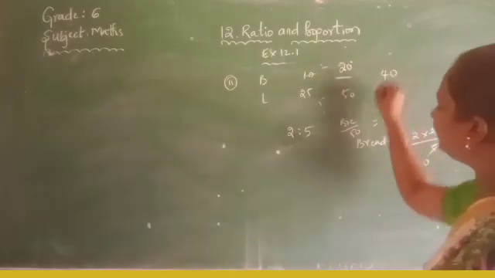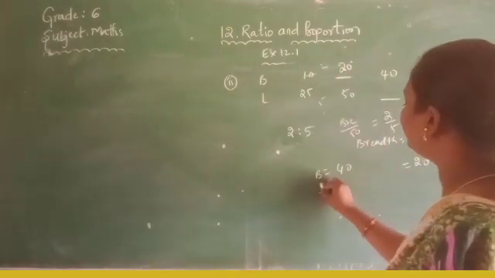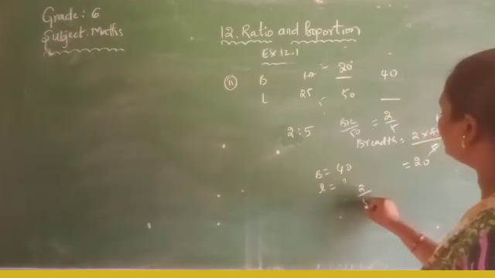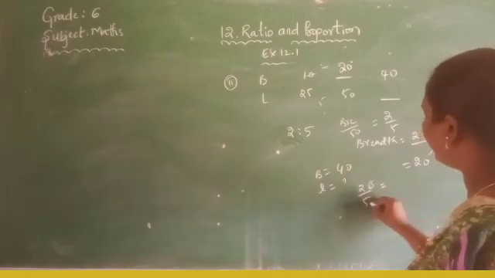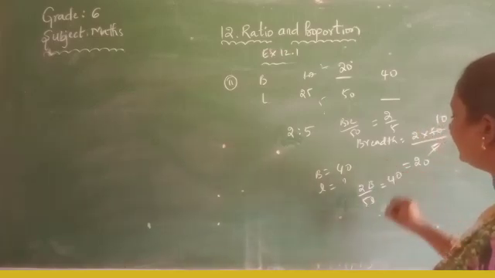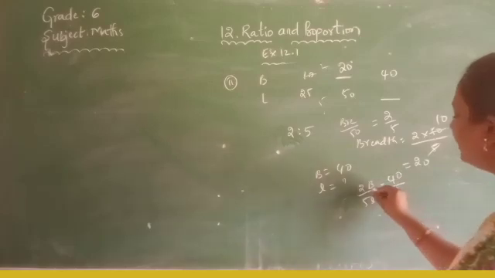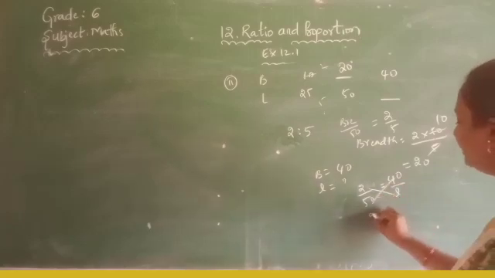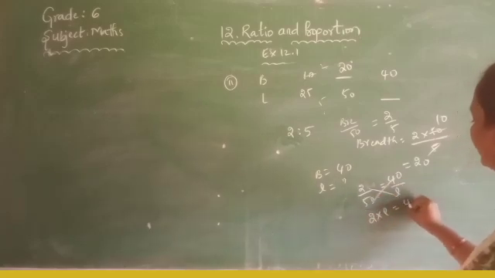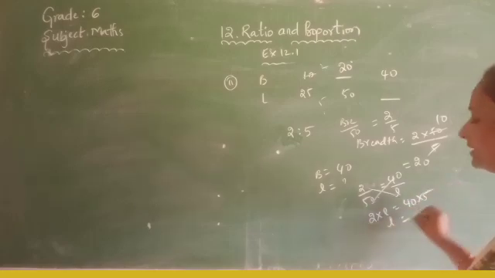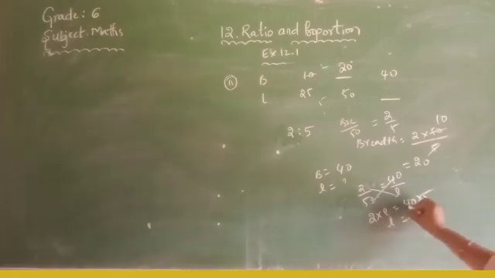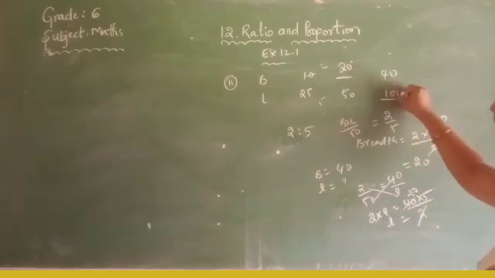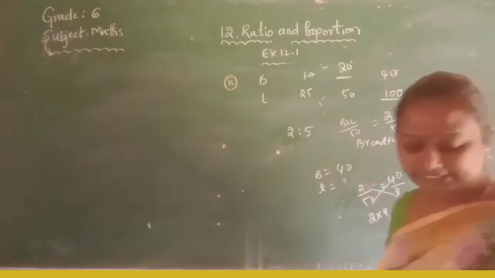20. Similarly here, breadth is 40, length not given. How to find? We know that the ratio is 2/5, that is breadth by length. Breadth we know, length we don't know. So now cross multiplication: 2 into length is equal to 40 into 5. We need the length L. Now transpose 2, it becomes the divisor. 2 ones are 2, 2 tens are 20, 20 fives are 100. Like this you can complete the table.